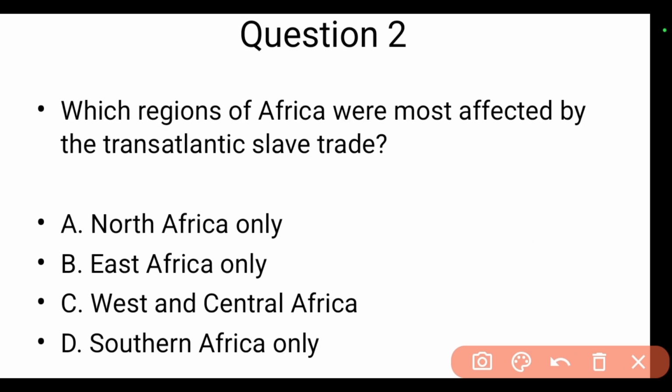So, number 2. Which regions of Africa were most affected by the transatlantic slave trade? A. North Africa only. B. East Africa only. C. West and Central Africa. D. Southern Africa only. Okay, the right answer is West and Central Africa. So this part of Africa, you know.